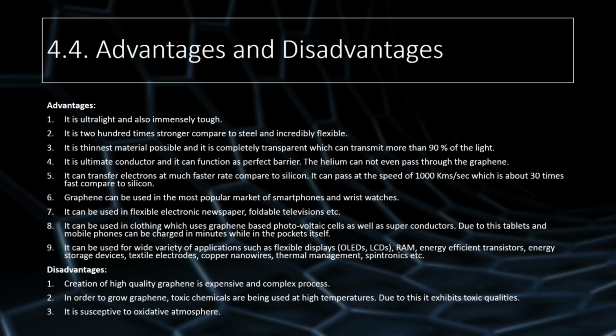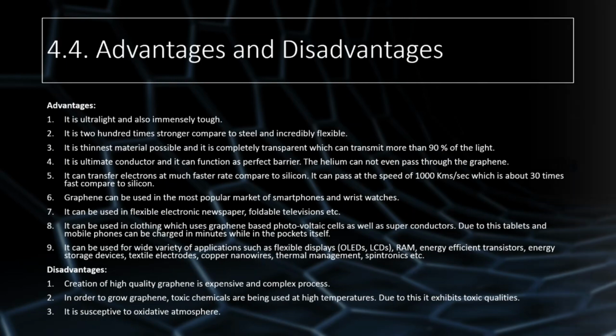Disadvantages: creation of high-quality graphene is an expensive and complex process. In order to grow graphene, toxic chemicals are used at high temperatures. Due to this it exhibits toxic qualities. It is susceptible to an oxidative atmosphere.